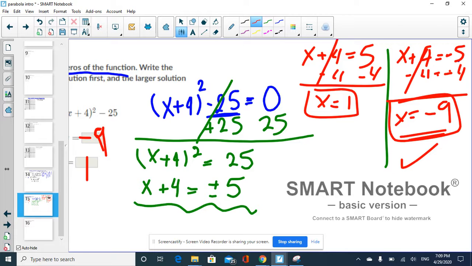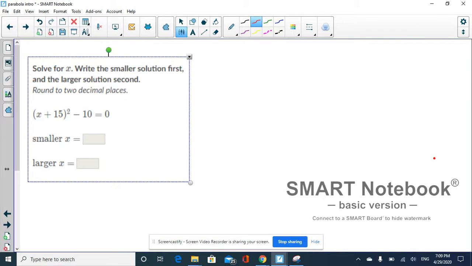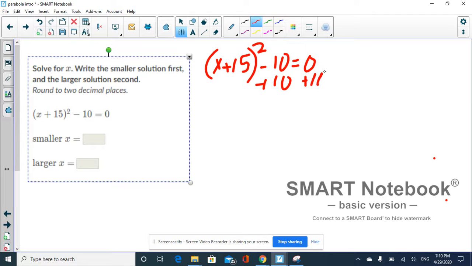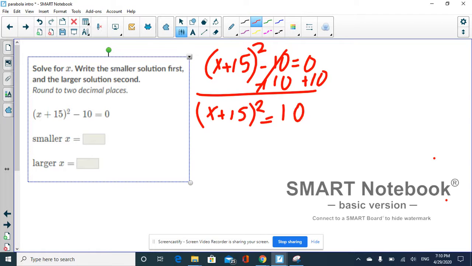Okay, the last example will be this one. Solve for x. (x + 15)² minus 10 equals 0. I think you know now what the first step is. Move this negative 10 to the other side by adding 10. (x + 15)² on the left side, and the right side will be 0 plus 10, which is 10.